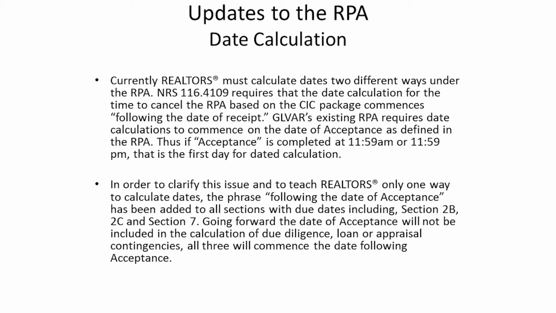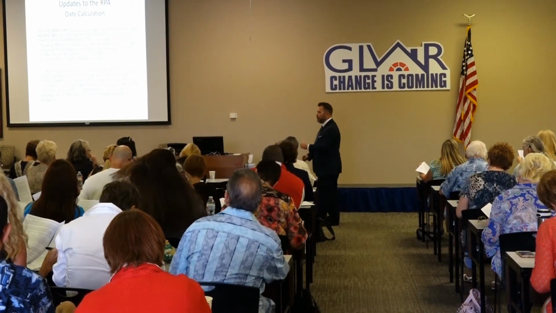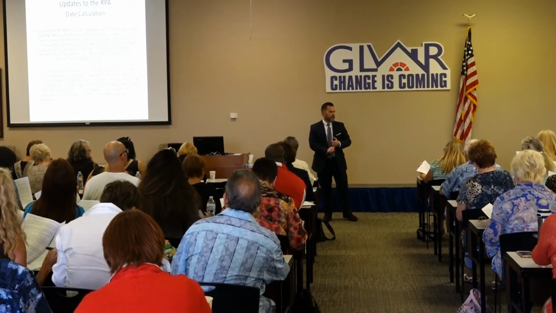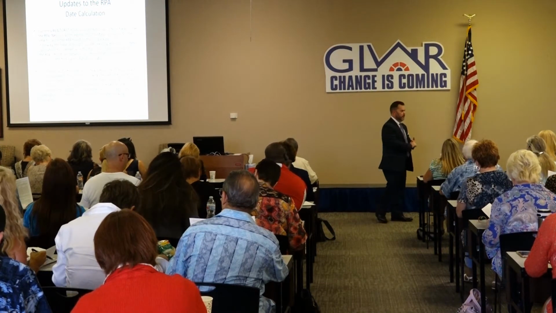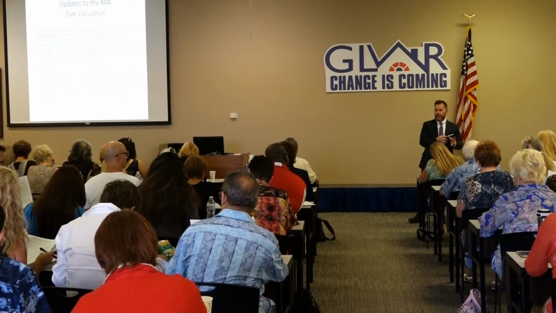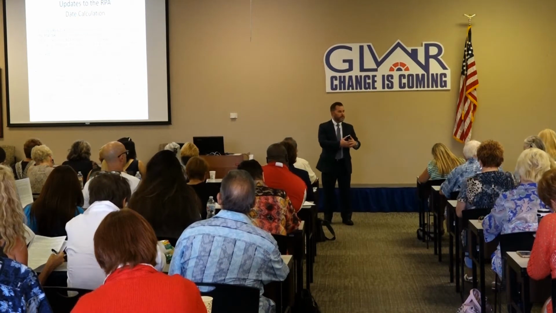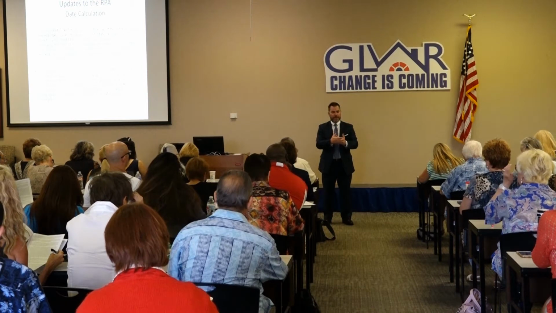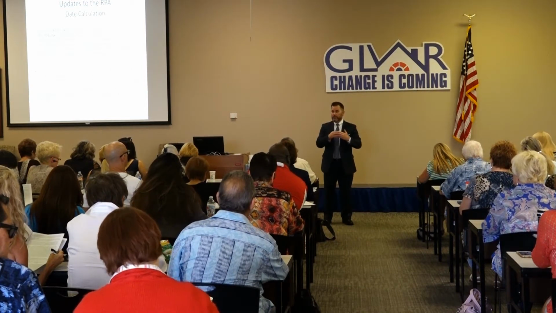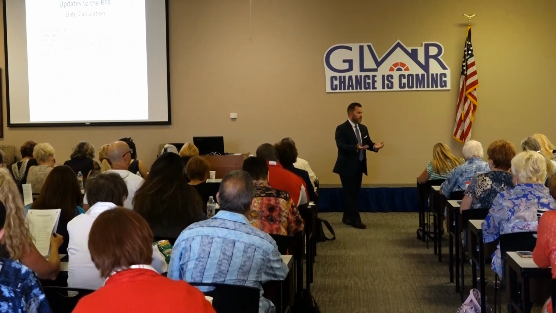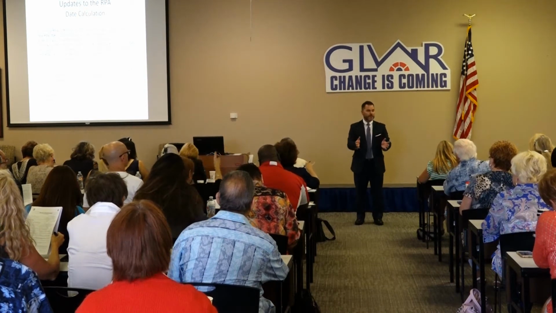Now, if you'll notice in your RPA, if you turn to 2B or 2C, you'll notice that the phrase "following the date of acceptance of the RPA" has been inserted after the number of calendar days you pick for that contingency, okay? So now there's only one way to calculate dates in the RPA, be it the CIC package, the loan contingency, the appraisal contingency, or your due diligence. So it resolves that concern about when those periods start. As of October 1st, say the new RPA is used, everybody agrees and accepts, and all the documents are received on October 1st, due diligence starts October 2nd, okay? Do you have any questions on that?